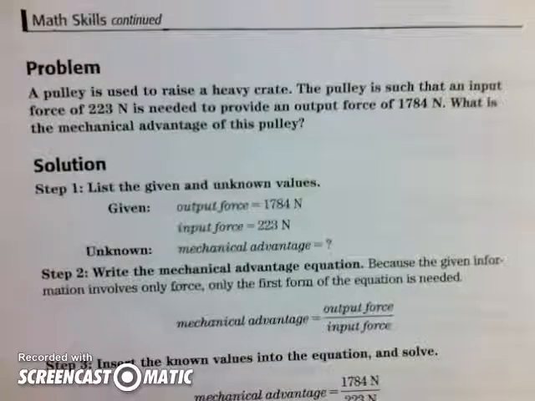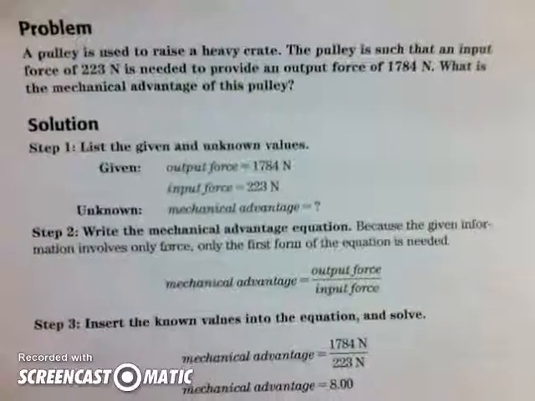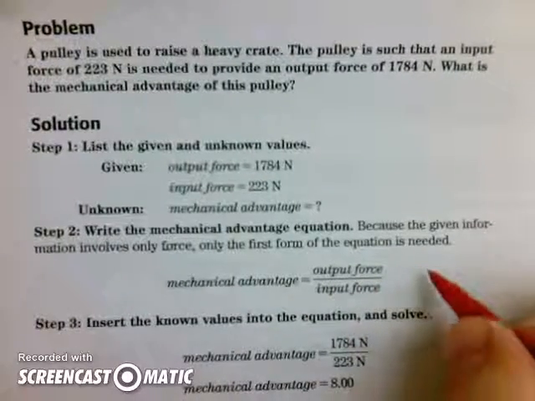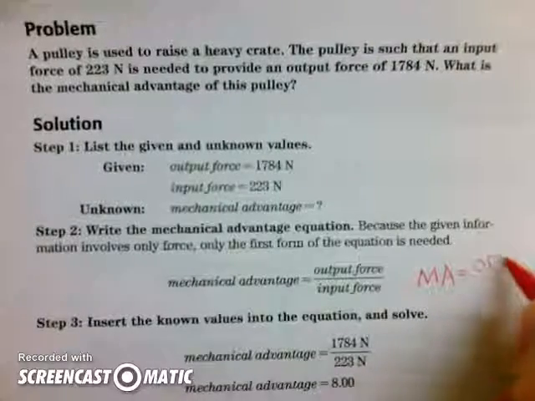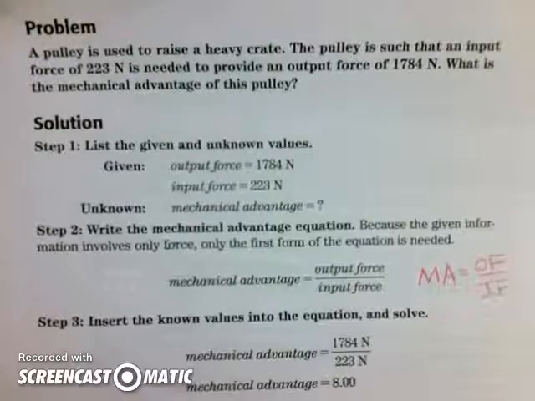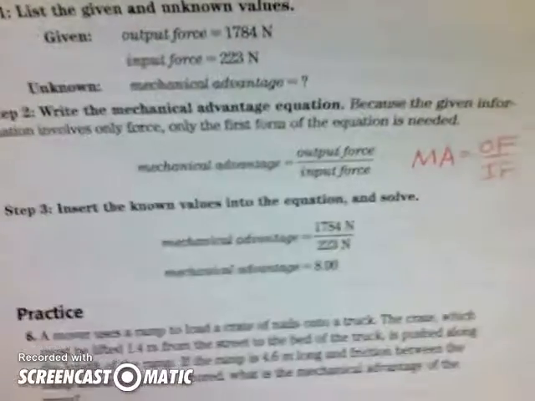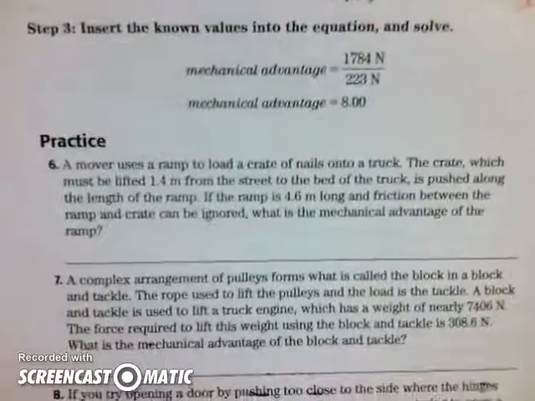Okay, we've got another lovely problem here. You can look through it, see how it's worked out. Again, they've got mechanical advantage equals output force over input force, and you can write that as MA equals OF over IF. All right, that way we don't have to write out these long words. Okay, so look through that. You can see how it's solved. We're going to do number 6.